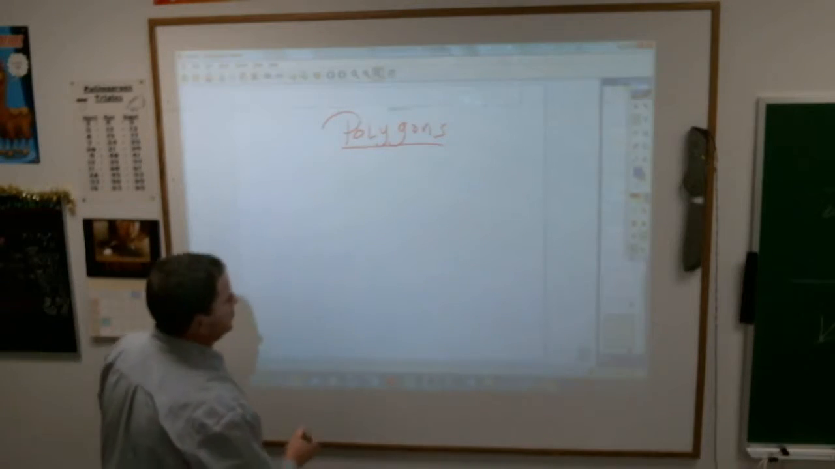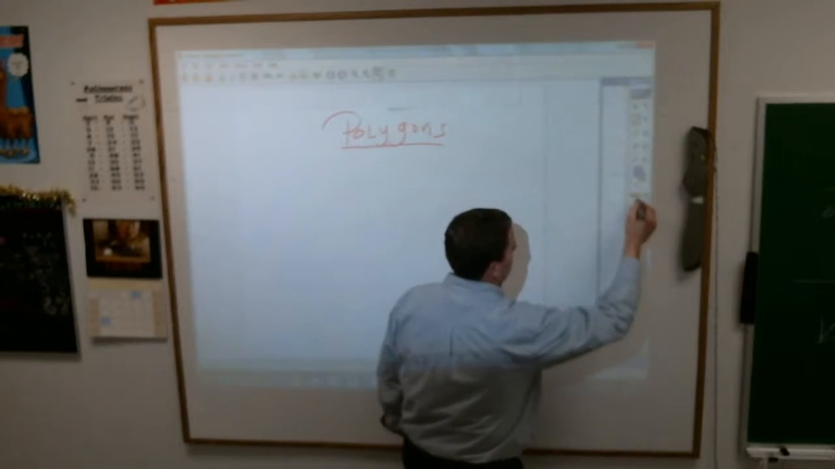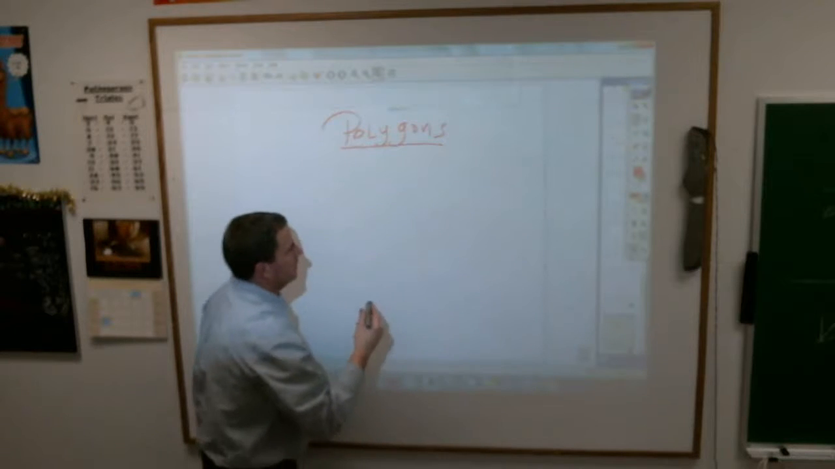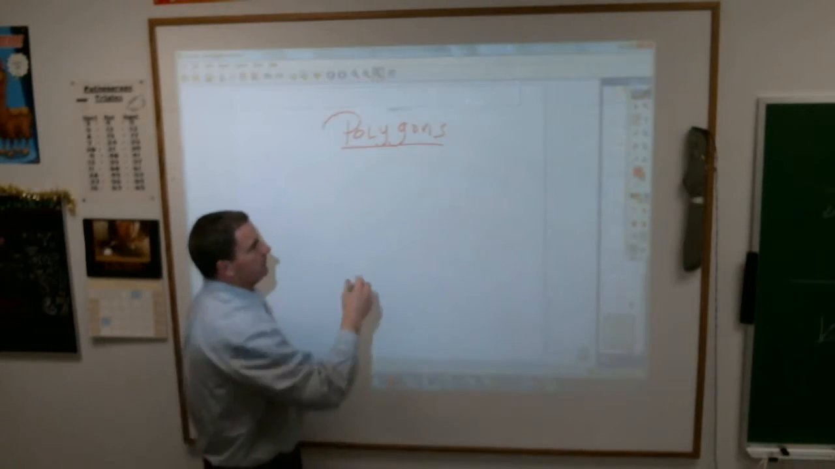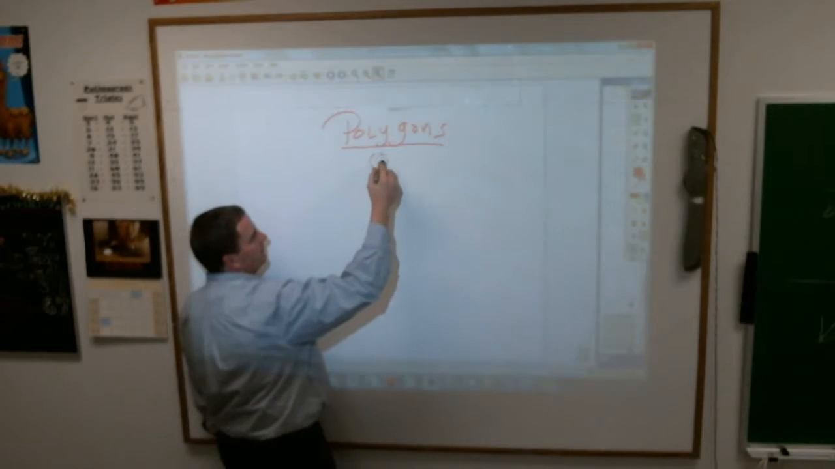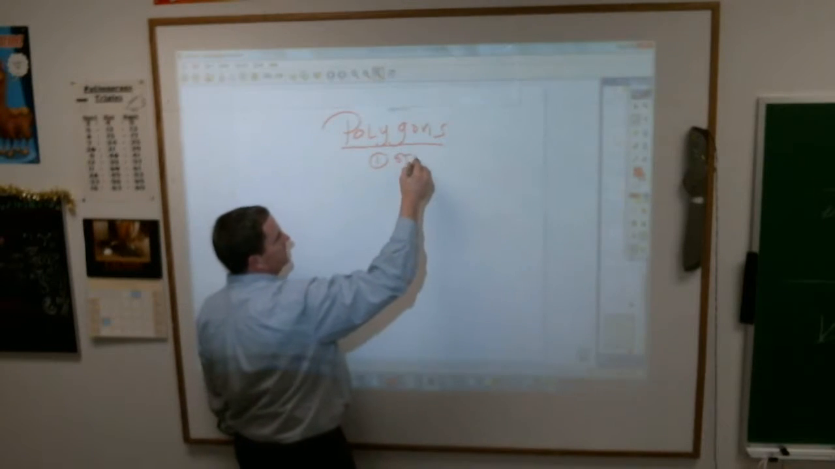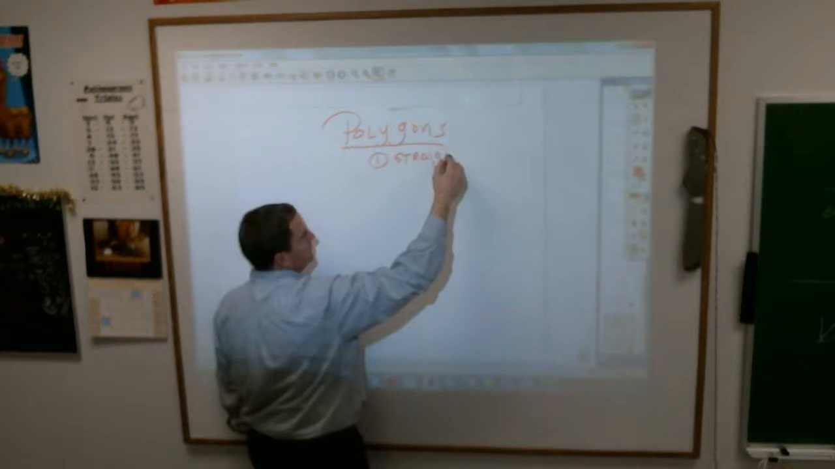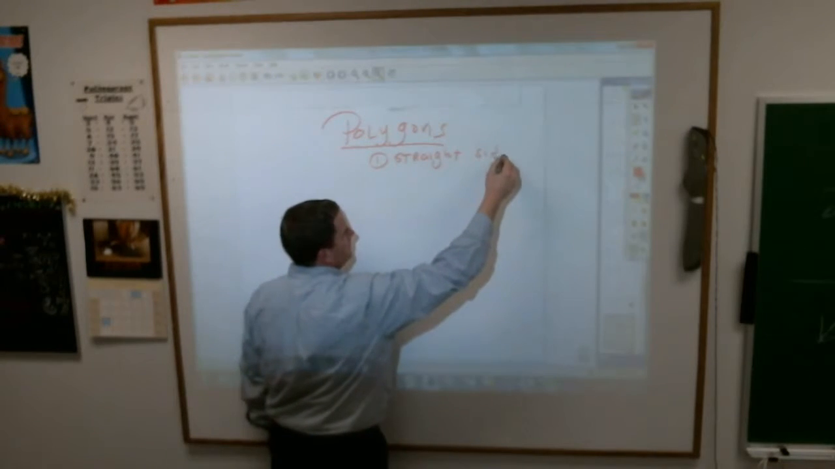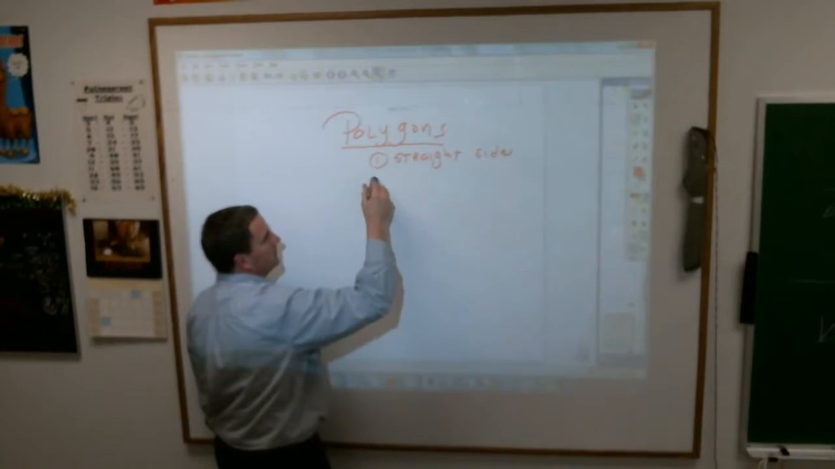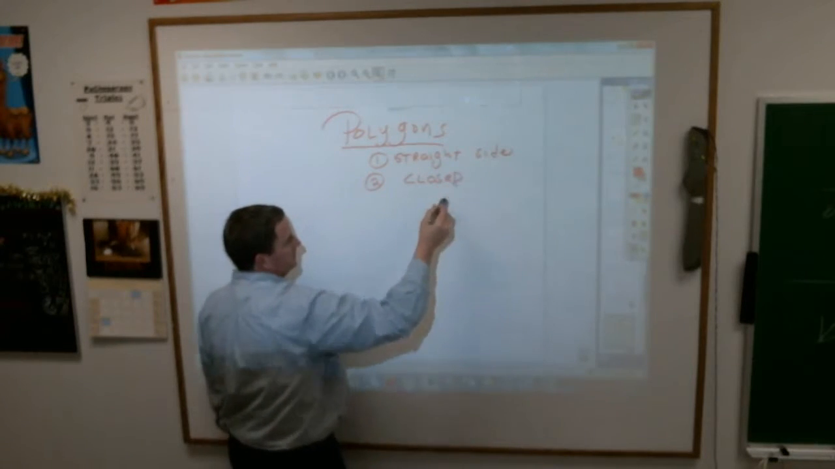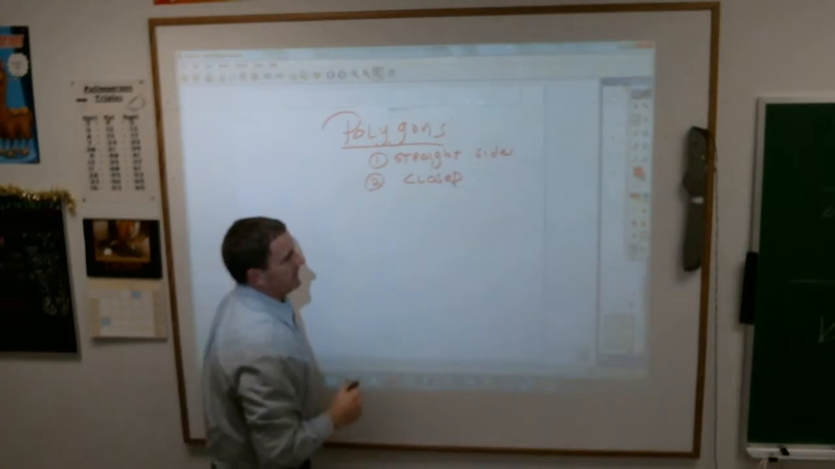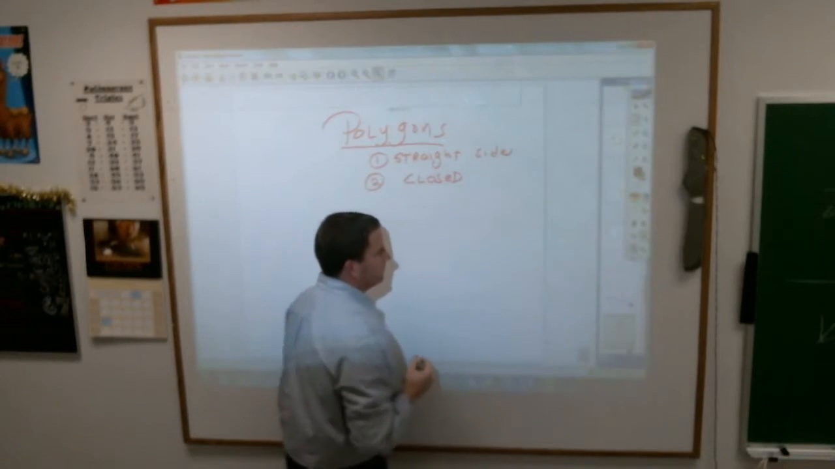Please make sure that you jot down this definition for polygons. Two things have to be true for a shape to be a polygon. First of all, it must be made up of straight sides, no curves. And secondly, it must be what we call closed. And by that, we mean this.